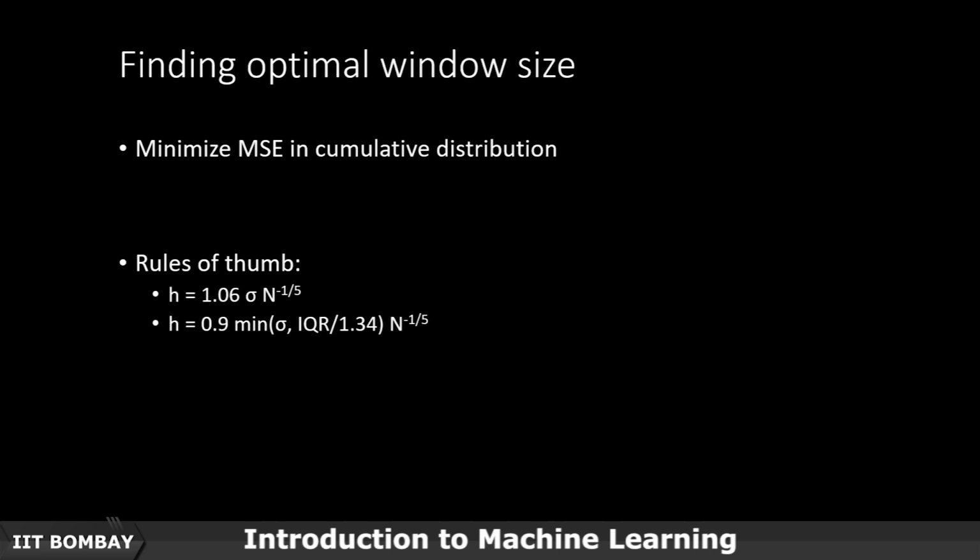So basically finding the optimal window size means that we want to minimize the mean square error between the cumulative distributions of the empirical data distribution and the Parzen window or the estimated distribution that we have. So let us say we have P empirical and we have P estimated.